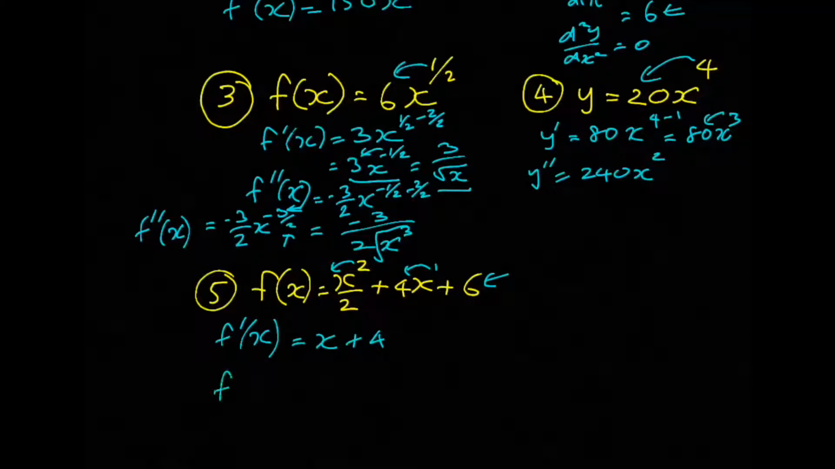And then f dash dash of x, the second derivative, is simply 1, because this is like a 1 comes down to multiply, x to the 0 is 1, and that's a constant, so the derivative of a constant is 0.